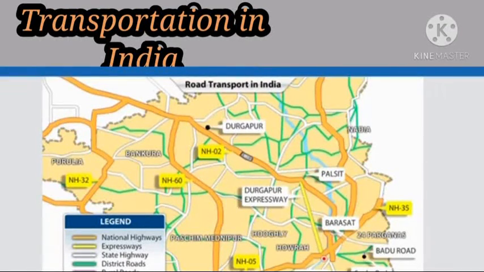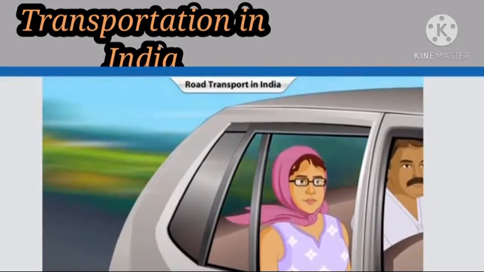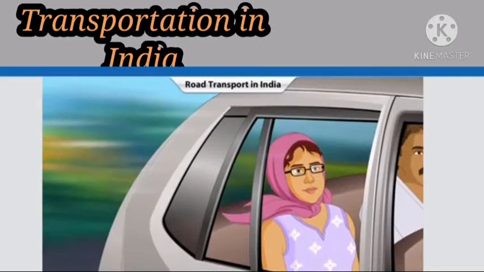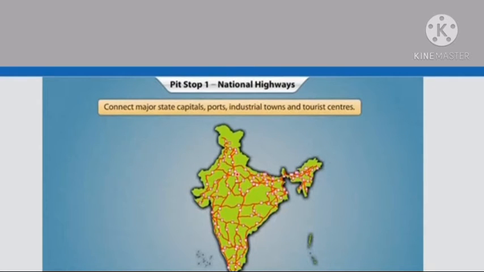They started their journey from Durgapur on National Highway 2. National highways are the arteries of our nation. They connect capitals of states, important cities, industrial towns, and tourist centers. They are written as NH, which stands for National Highway, followed by a number. For example, National Highway 2.